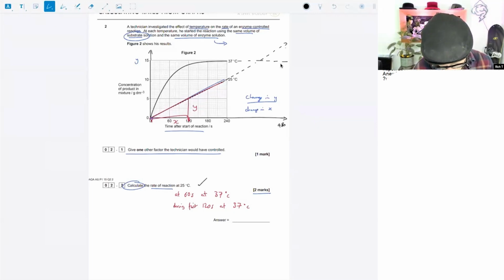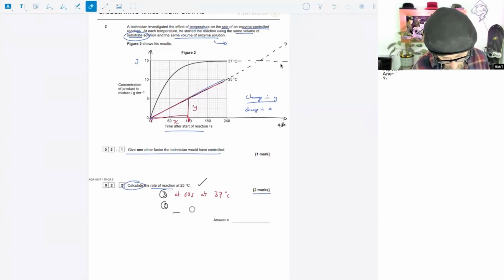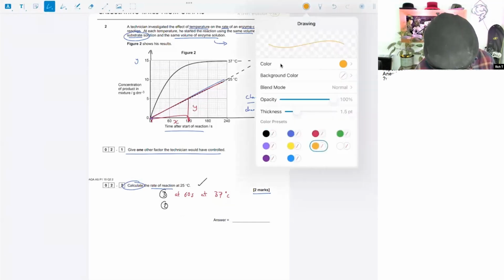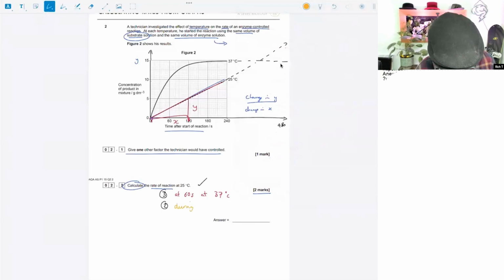Now, I'm actually going to do this one as number 2, and then this one as number 3. So during the first 120 seconds at 37 degrees C, in fact, I'm going to do this in a separate color so that we can use the same graph and it not get too crazy. During the first 120 seconds at 37 degrees C.